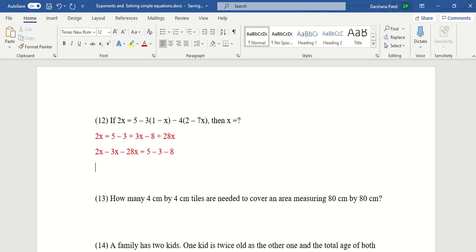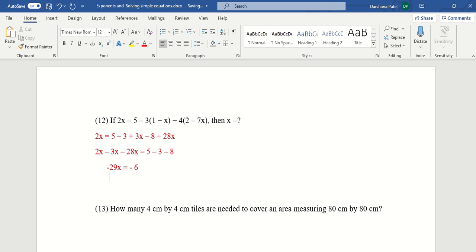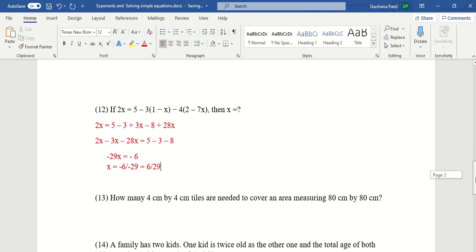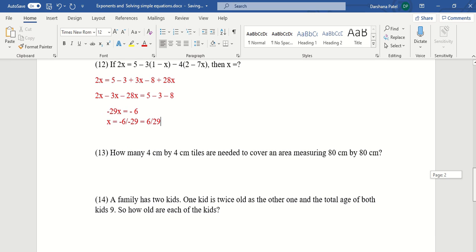So on the left side, we have 2 minus 3, which is negative 1, minus 28, so it's negative 29x, equals, on the right side, we have 2 minus 8, which is minus 6. Divide both sides by negative 29, the result will be negative 6 over negative 29, which then simplifies to 6 over 29. We cannot reduce that, so that's where we'll stop for that one.